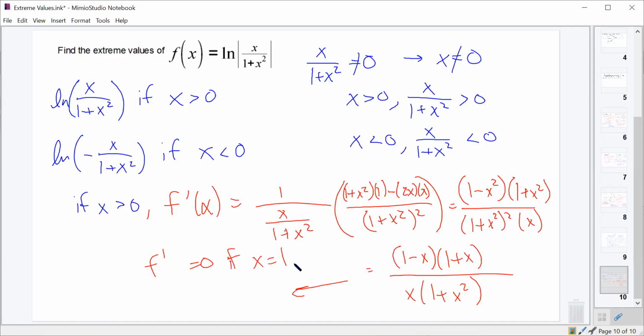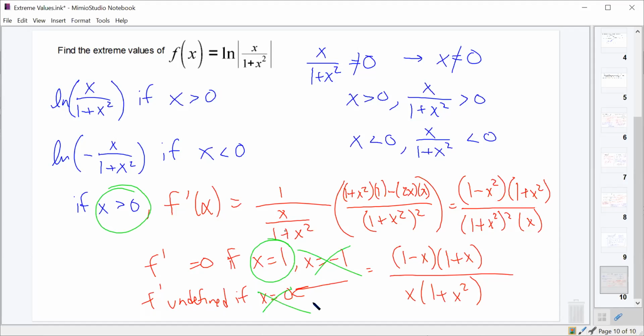If x is 1 or if x is negative 1. And when is it undefined? When x is 0. When x is 0, exactly. Okay, so of these three values, only one of those falls in this category where x is greater than 0. Right? So we have one critical value from all of that fun work. The critical value of x equals 1.